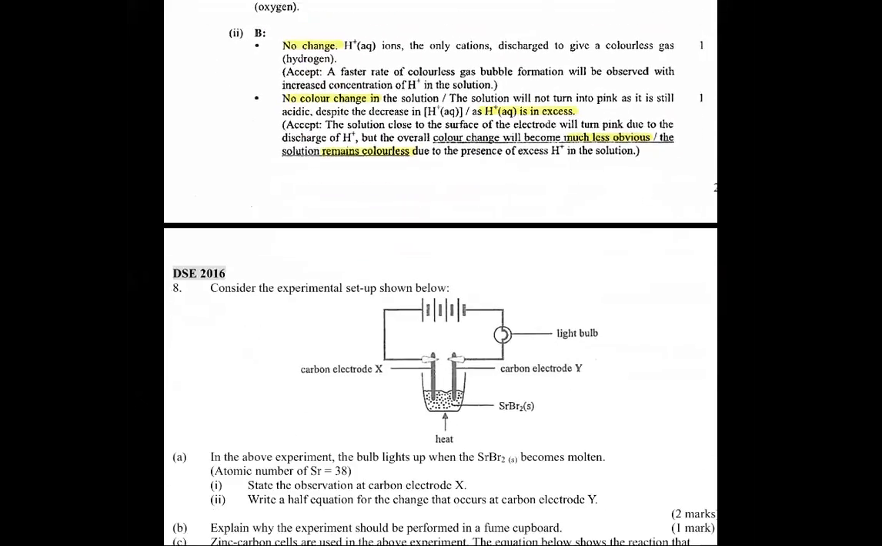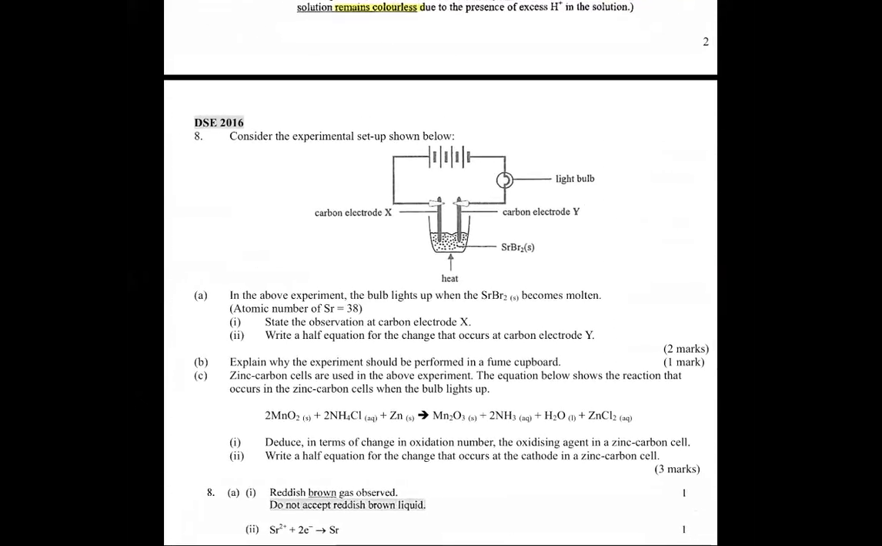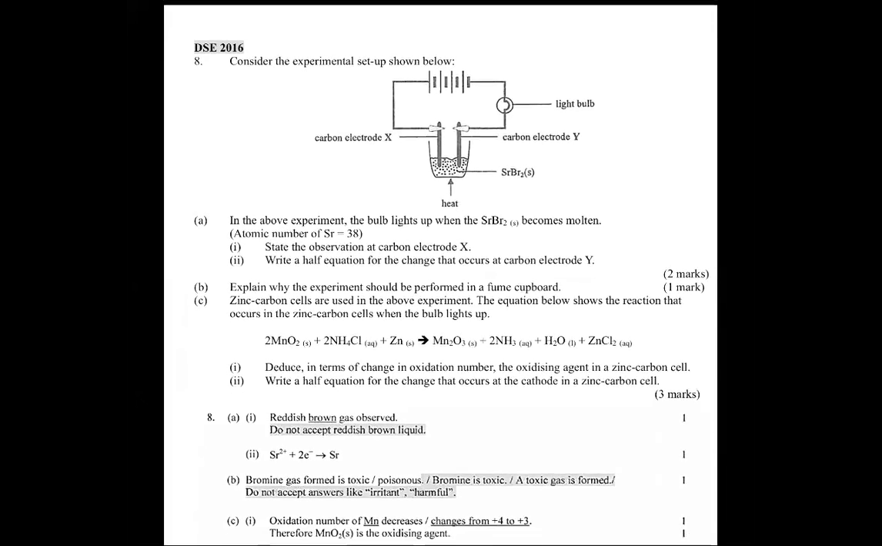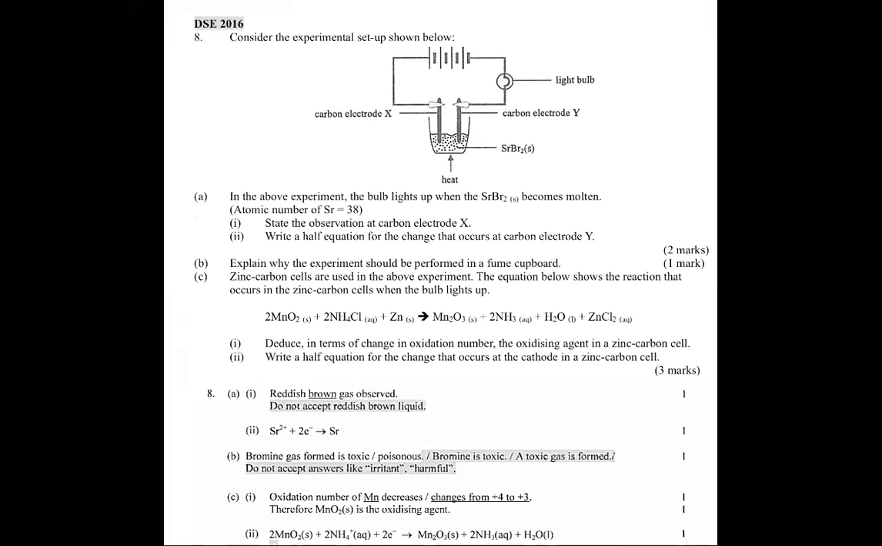Okay, next one, question 8. This experimental setup tells you that it is electrolysis of a molten substance, SrBr2. So here we only have 2 kinds of ions. It should be Sr and Br. Okay, and then state the observation at carbon electrode X.